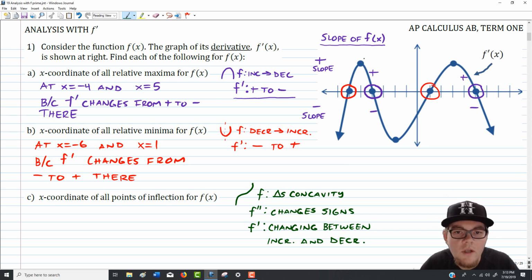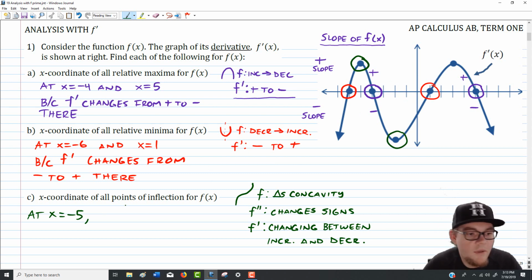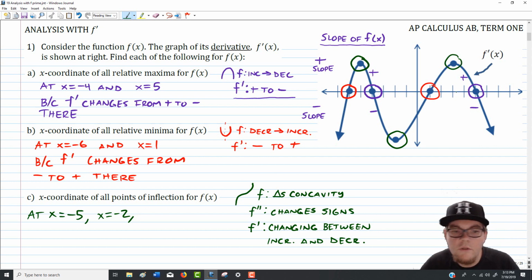So in looking at our picture, I see a couple spots. I see one right there. It looks like there's going to be one at x equals -5. I see a second one right here. Appears to be at x equals -2. And then third, I see one right here at 1, 2, 3. I see a third point of inflection.